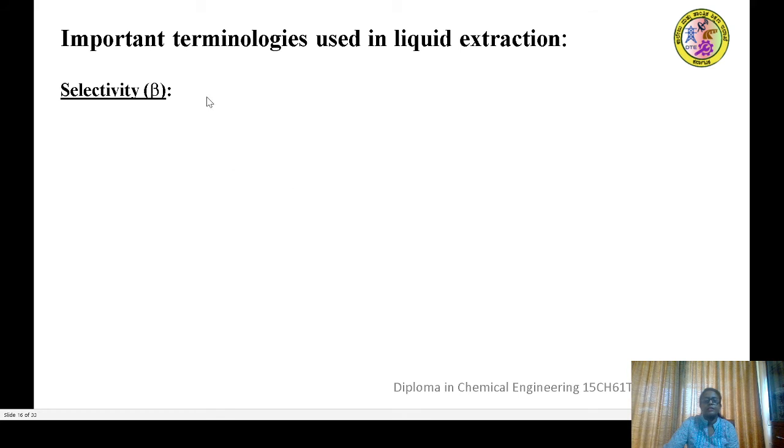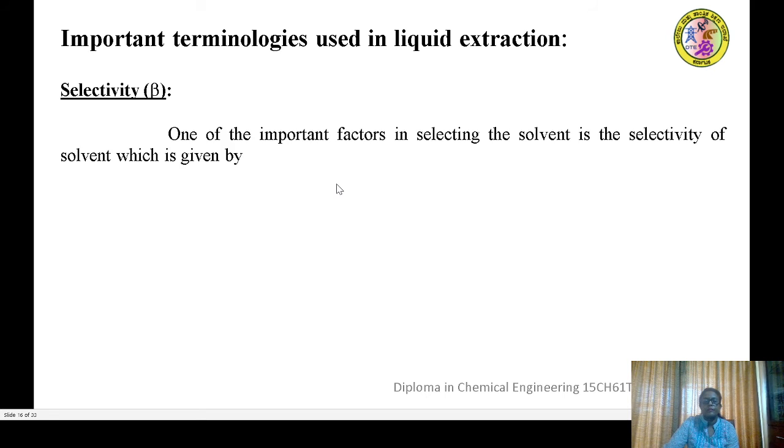Another important terminology that is used in extraction is selectivity, which is denoted by beta. It is also one of the important factors that is considered to select a suitable solvent for the given duty of extraction. So this is the definition of selectivity or beta. It is the ratio of the concentration ratio of solute to feed solvent in the extract phase to the same ratio in the raffinate phase at equilibrium. Okay.